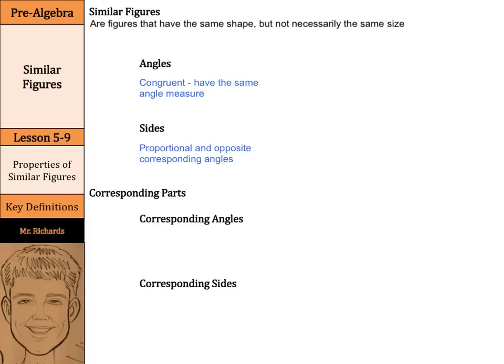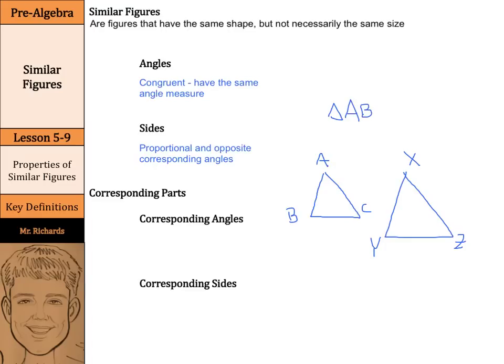Now, as we look for the corresponding parts, let's first look at two shapes. I have this triangle here, and then another triangle here. I am going to call this triangle ABC, and this triangle XYZ. We're going to say that ABC is similar to XYZ, and the way we can write that in notation is triangle ABC is similar to triangle XYZ.